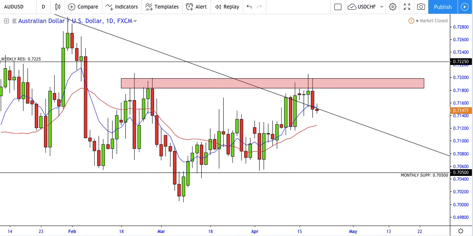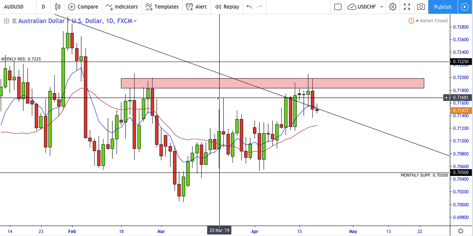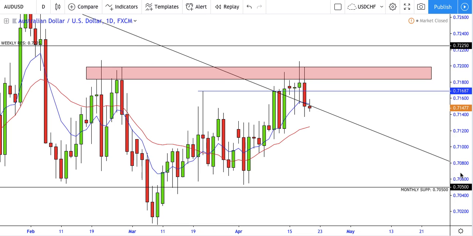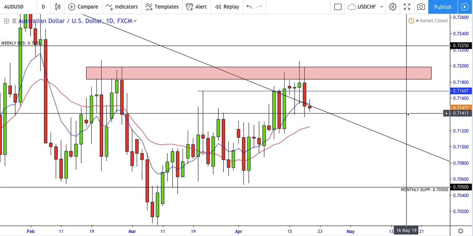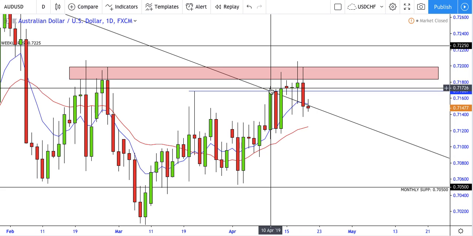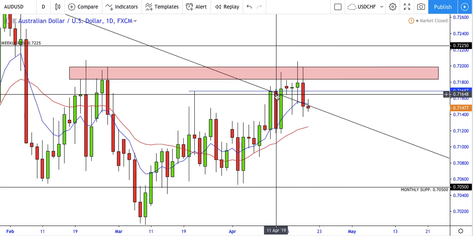So there's also this singular wick high, this wick right over here, which is pretty important. You can see that this is a 0.71687 is a very important level. You can see that price comes up to it, spikes through it, but still managed to close below it. And the same thing with the next candlestick.